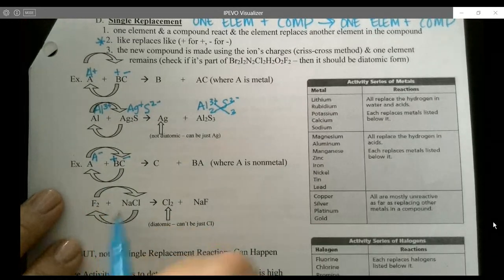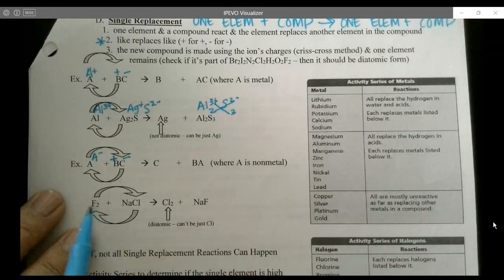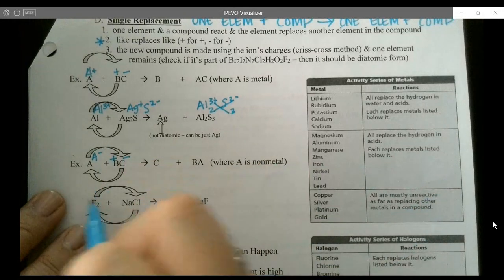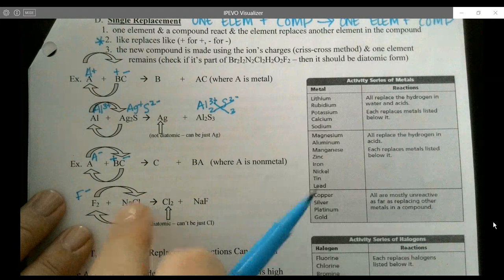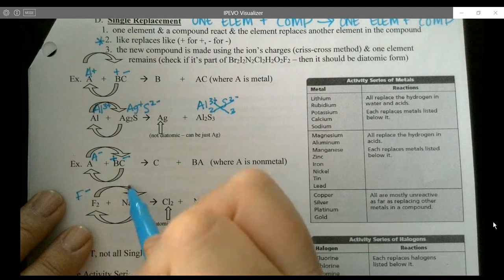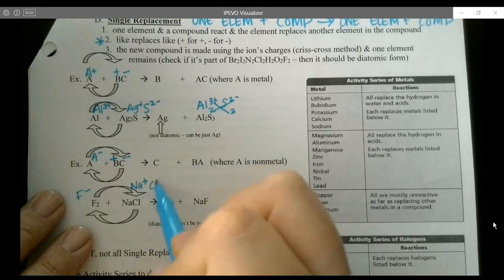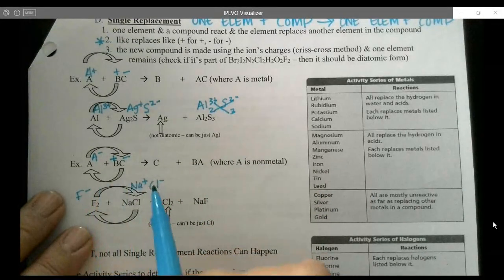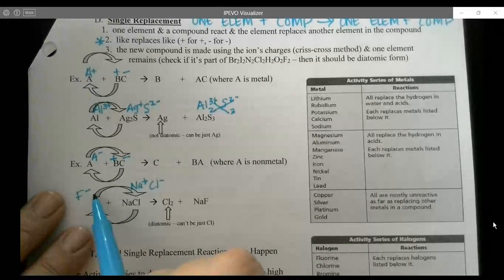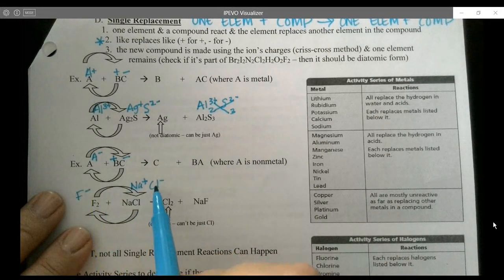So in this example here, F is going to take the place of a nonmetal, right? So we think of F as being a -1 charge. And when we look up, Na is a plus and Cl is a minus. So fluorine, being a negative, is going to try and kick chlorine out and send it to the curb, okay? So fluorine is going to kick chlorine out. So here's chlorine all by itself.